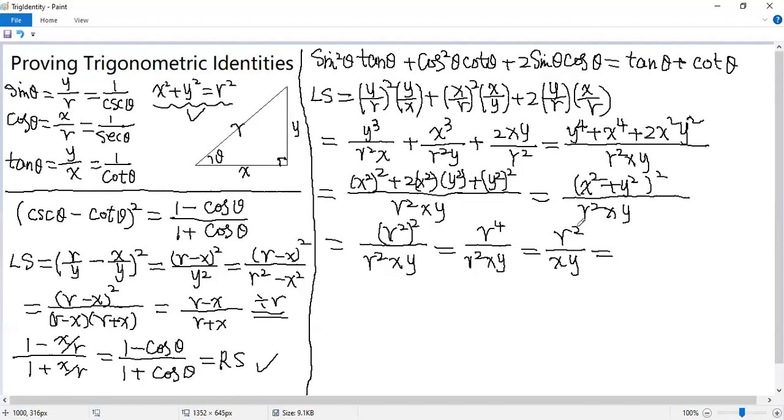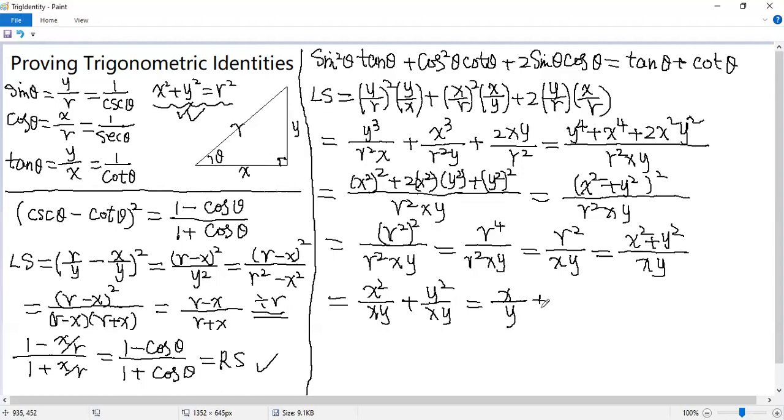Now we change r squared to x squared plus y squared using this formula. So we get x squared plus y squared over x y. Then we break up the fraction into two fractions. So we get x squared over xy plus the second, y squared over xy. The first one can be simplified as x over y. The second, y over x.